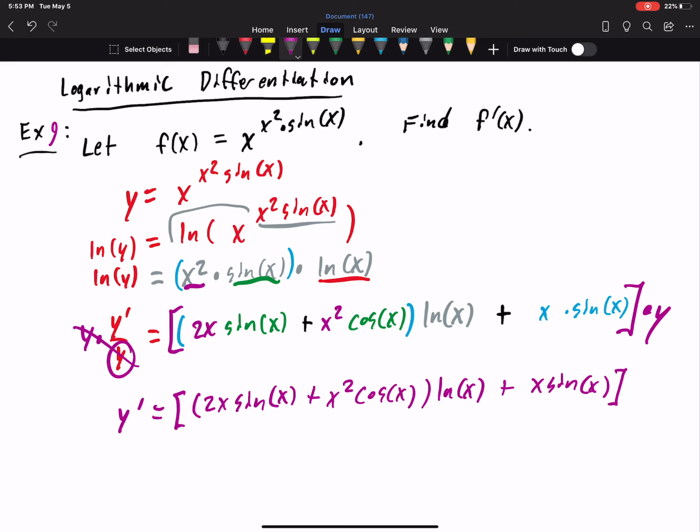Times y. Okay, but what was y in this case? Y was x to the x squared sine of x. So we're going to replace this lovely thing with that. I'm going to do it on the next line, though, because I'm kind of running out of room. So we have this giant purple box times this green function, and that is your final answer. If you wanted to simplify it a little bit more and factor some stuff, be my guest. I would not bother with it, because this does exactly what the problem asks you to do. So that was example number 9.